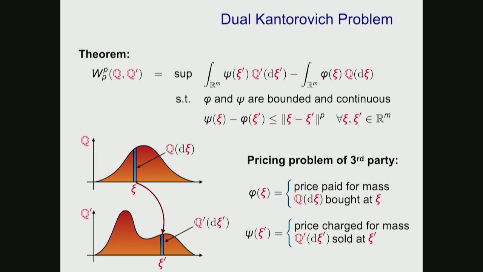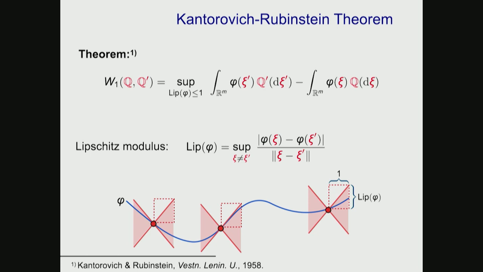So a particularly important Wasserstein distance is the type 1 Wasserstein distance, where P is equal to 1. If P is equal to 1, then one can show that at optimality, the prices for buying dirt and for selling dirt will be equal at each location. So in this case, the type 1 Wasserstein distance between Q and Q prime can be expressed as the difference between the profit of selling the dirt distribution Q prime minus the cost of buying the dirt distribution Q, maximized over all price functions phi that are Lipschitz continuous with Lipschitz modulus 1. So this is actually the celebrated Kantorovich-Rubinstein theorem.